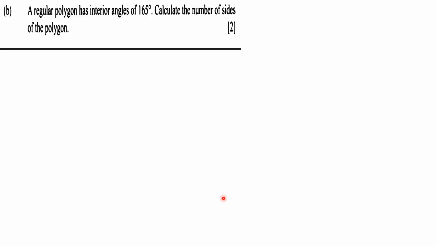It says that a regular polygon has interior angles of 165 degrees. Calculate the number of sides of the polygon. Here we need to figure out the number of sides, and we already know that its interior angle is going to be 165 degrees. Here we're going to use a very useful formula. The formula says interior angle is equal to 180 multiplied by n minus 2 all over n, where n is the number of sides.